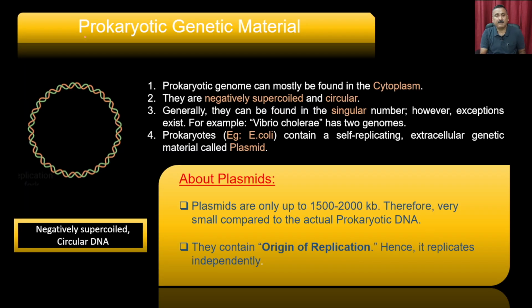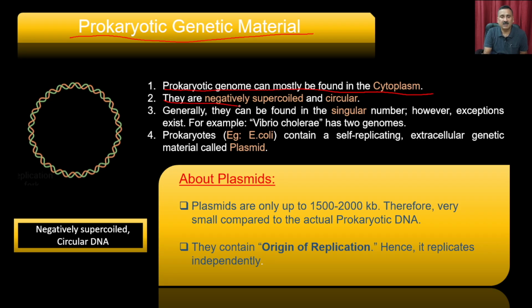Now, if this is such an important event and it majorly depends on the type of DNA you would like to replicate, it is important to understand the genetic material of the prokaryotic system, because we are going to start with the replication of the prokaryotic system first. Remember that we discussed the prokaryotic genetic material in detail. Prokaryotic genetic material is a single chromosome, and it is mostly found in the cytoplasm.